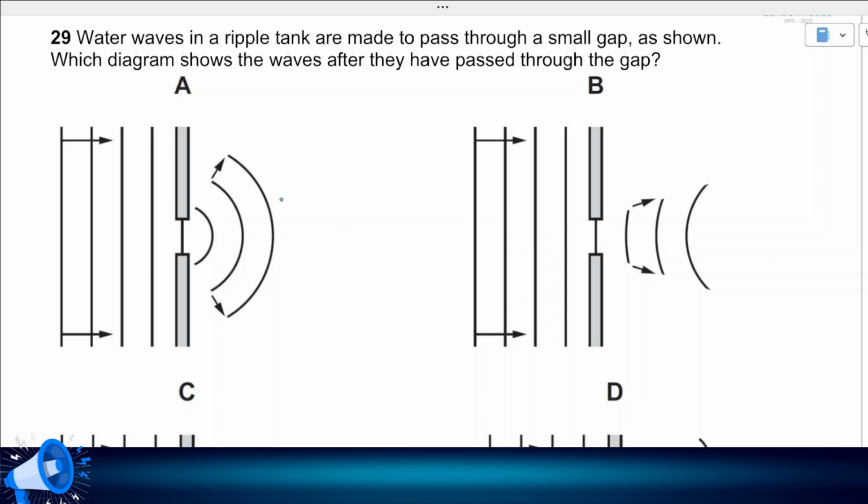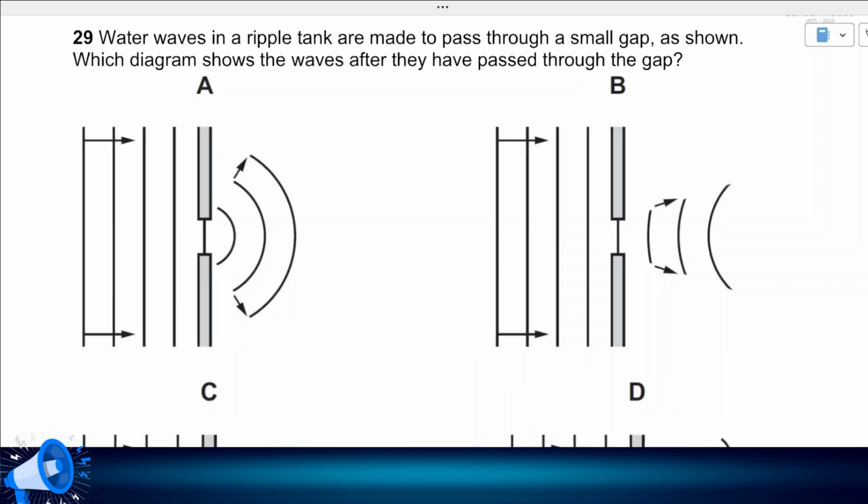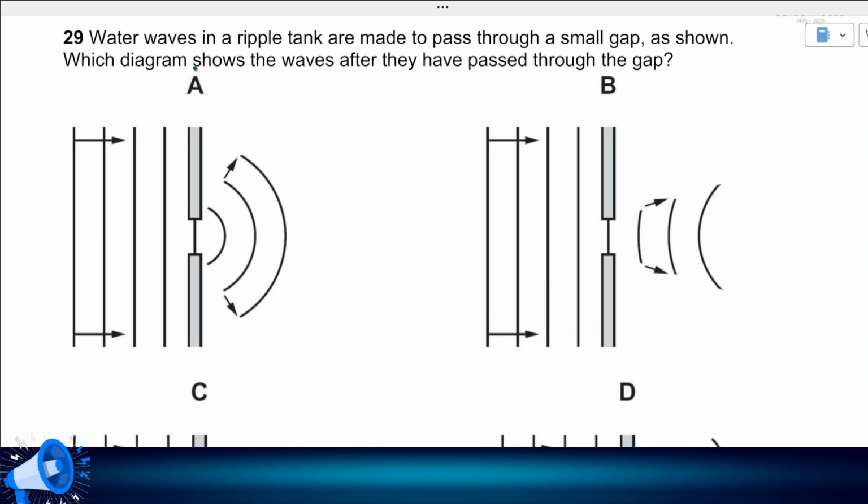Okay, so which diagram shows the waves after they pass through the gap? So you need to show the diffracted waves. So A is the option. I mean, this one is the simplest one.